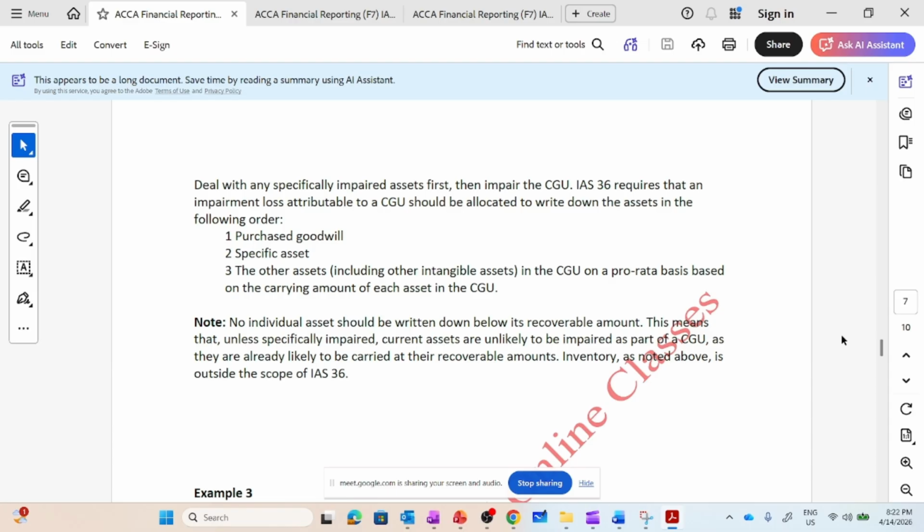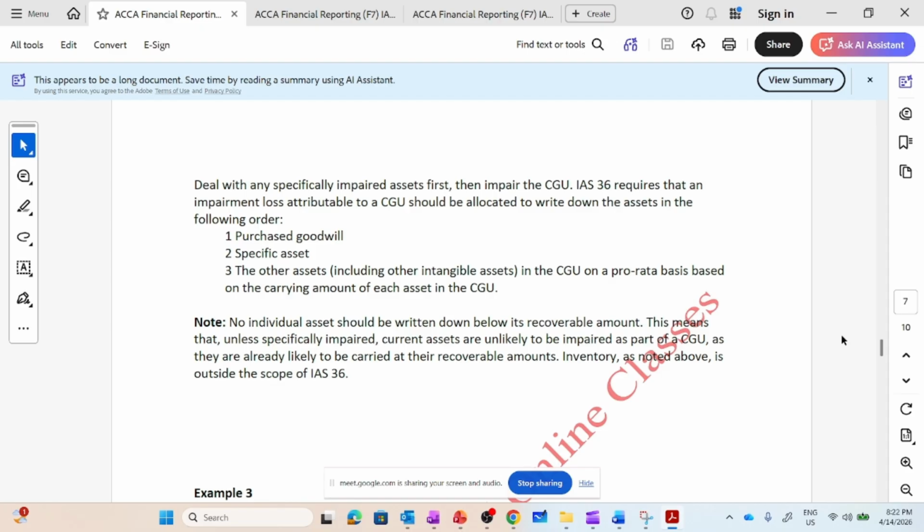In other words, after we have calculated the impairment for the cash generating unit, how are we going to allocate this impairment? Because what you need to know, the impairment is not for a single asset, it's for a group of assets. So we need to know how we can allocate these assets. That's what we need to know. How we can allocate the impairment to the various assets.